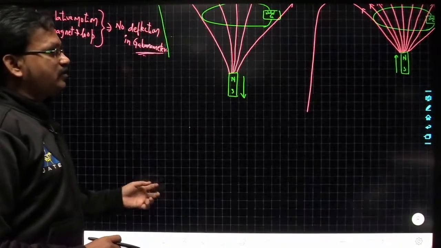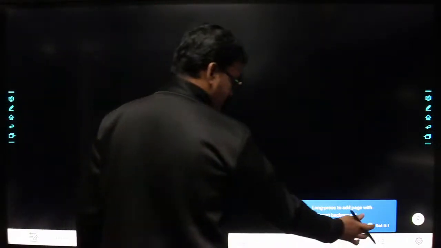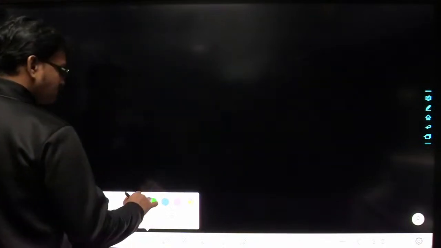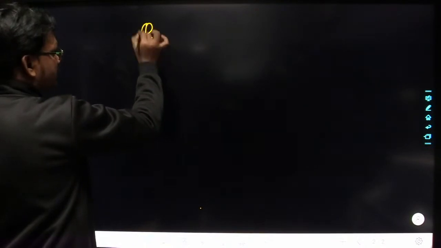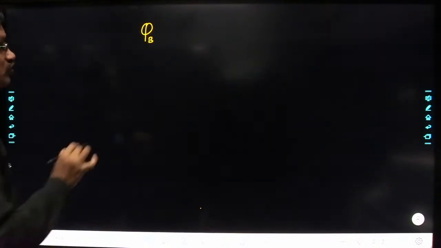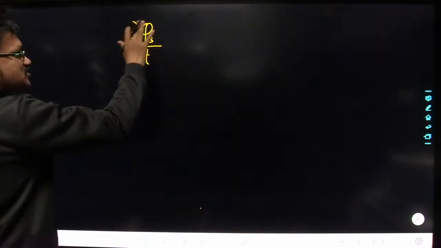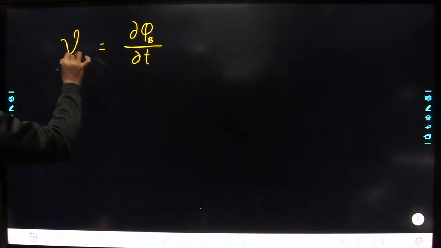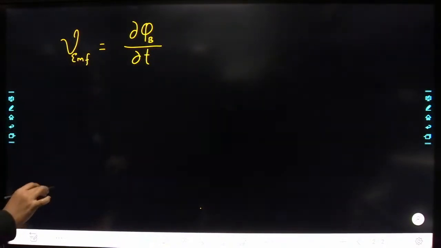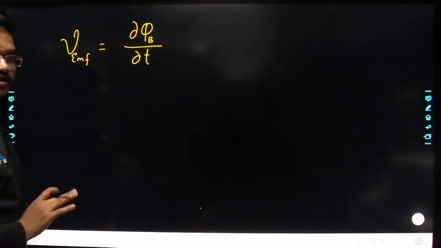Okay, so now we try to give the mathematical form to this Faraday's law. See here, I am representing this magnetic flux with phi B. So whenever there is a change in magnetic flux, that means ∂phi_B/∂t, what he observed is that an EMF is induced around the closed loop. Understood? Whenever there is a change in magnetic flux, an EMF is induced around the closed loop.